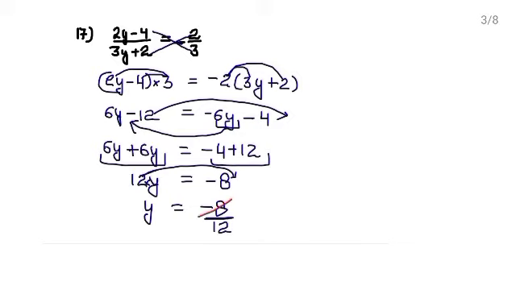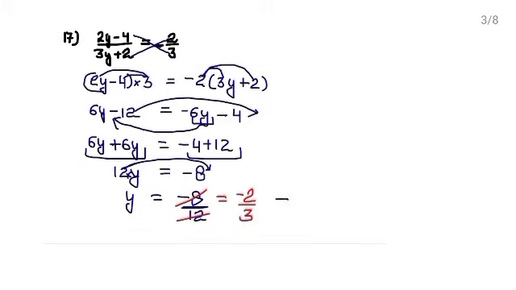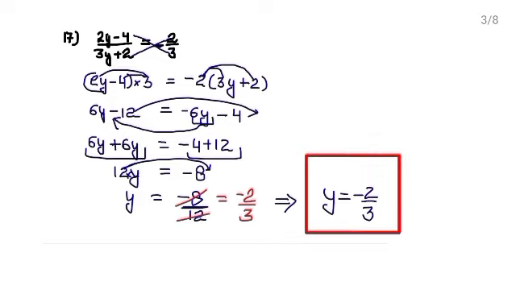Now this numerator and this denominator both are divisible by 4. 4 2s are 8 or 4 3s are 12. So what you are getting? Y is equals to 2 upon 3. This will be your answer.